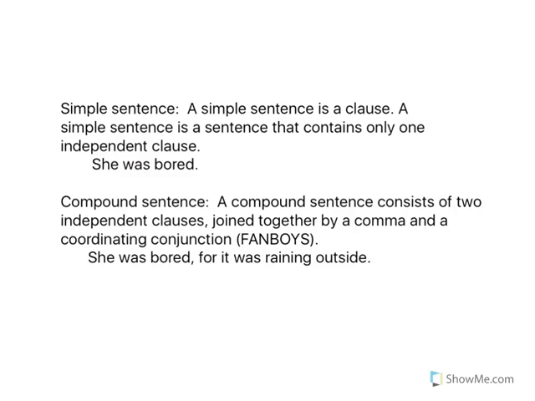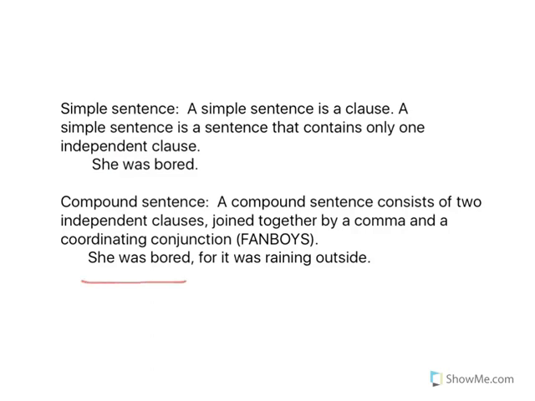And if you guys don't remember, an independent clause is a clause that has both a subject and a verb, and can stand alone. It makes complete sense by itself. So she was bored is an independent clause, and it's a simple sentence because it's just one independent clause. A compound sentence consists of two independent clauses joined together by a comma and a coordinating conjunction. And I'm sure you guys remember your FANBOYS coordinating conjunctions. So, for example, she was bored, for it was raining outside.